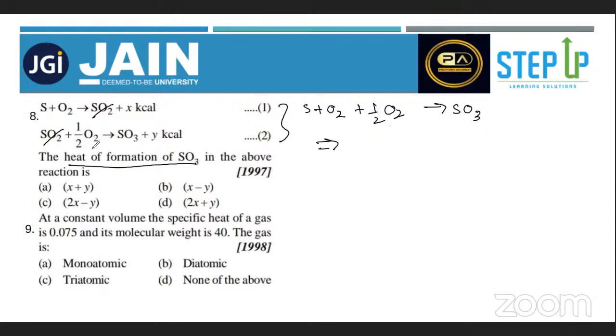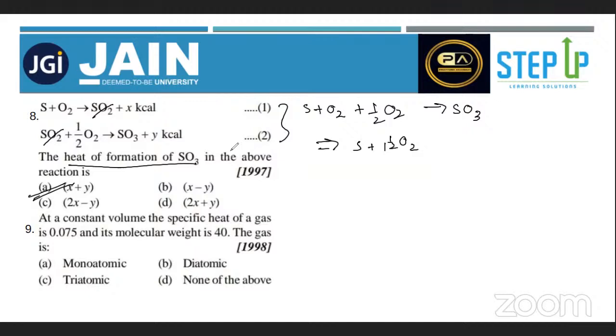So what will happen if I add the 2 equations? I'm going to add the 2 equations. So basically what I'm going to get here is S plus 1 by 2 O2. Now, if you want to balance it, that's a different scenario. If I try to balance it, other things will get disturbed, and SO2 will not get cancelled. Because of that, we go with the option of x plus y. Okay. Slide 9.